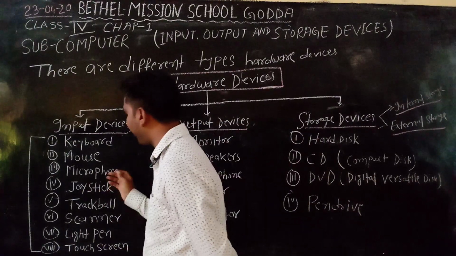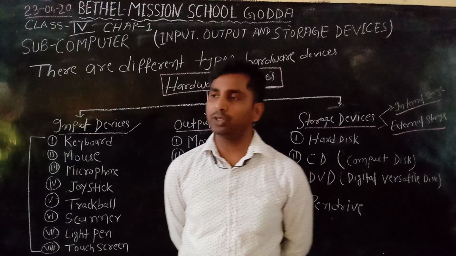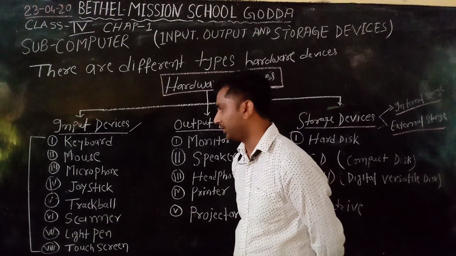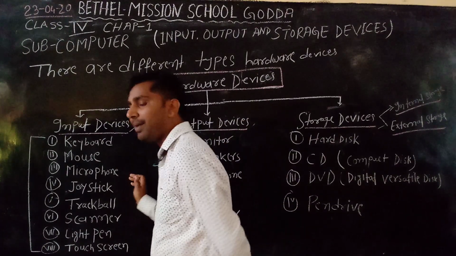Third one is the microphone. What is microphone? A microphone is used to record a voice. This is also an input device.